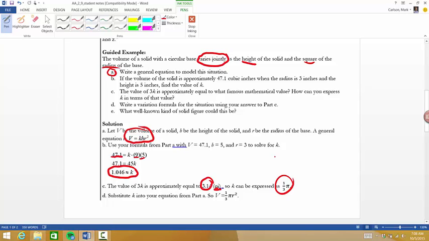And then finally, part D says write a variation equation for the situation using the answer from part C. You'll notice that the volume is equal to 1/3 pi r squared times h. Of course, I left h off there originally, so it'd be 1/3 pi r squared h. Part E just says what well-known solid figure could this be? That would be the volume of a cone, because a cylinder would have a base that is a circle, and we would multiply the area of that circle times the height of the cylinder.